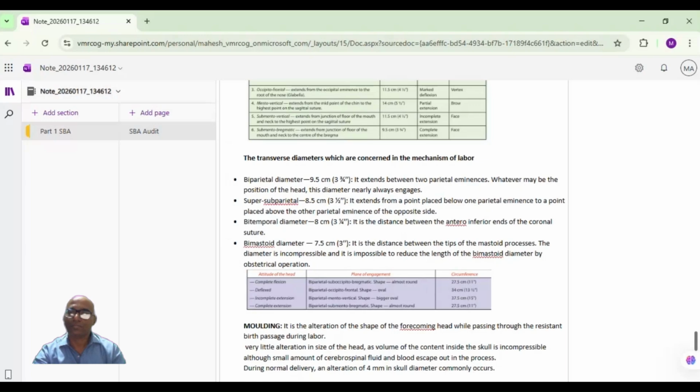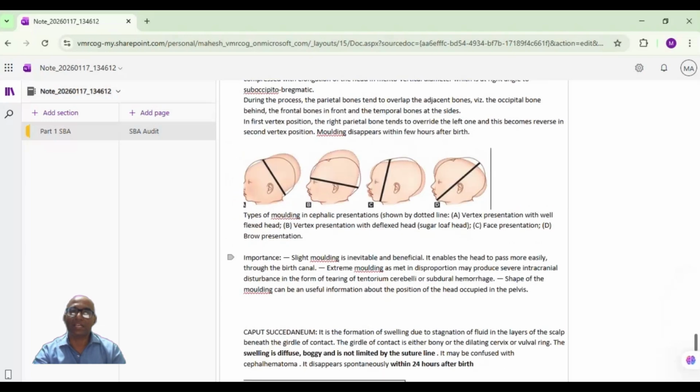Now we'll cover molding. We know molding is asked in the examination.